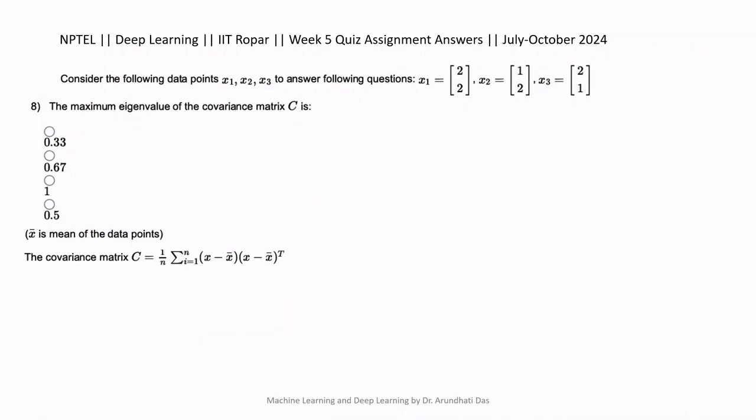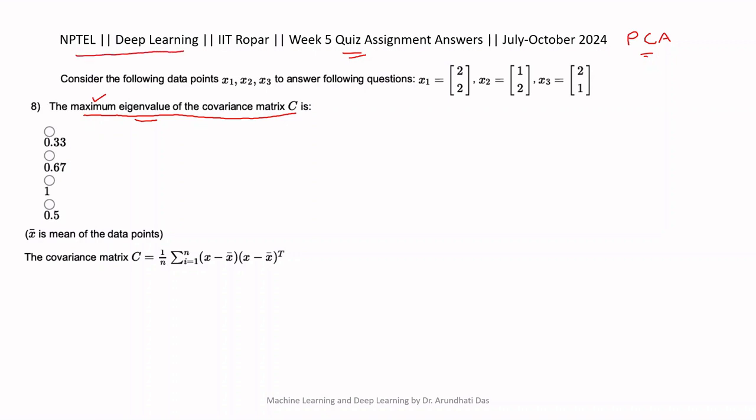Today I'm going to discuss how to find an eigenvalue of a covariance matrix, and out of the possible eigenvalues, which one is the maximum eigenvalue. Again, this particular numerical is related to PCA calculation, and I have picked it up from a weekly quiz of the NPTEL course Deep Learning.